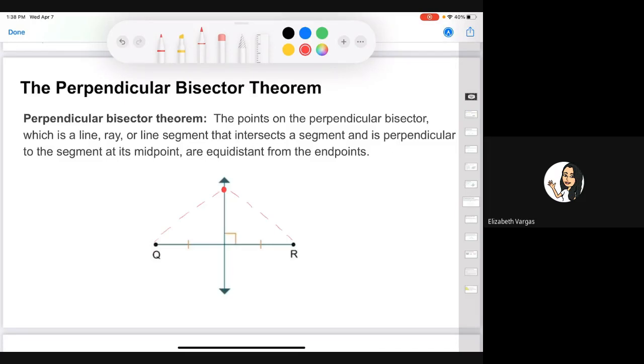So because of that, we know that these two line segments would be congruent to each other. They say this is point L. L is 8 units from Q. Well, then we would know that L is also 8 units from R. So that point is equidistant from both of those endpoints. Okay, so that's what we know about the perpendicular bisector theorem.